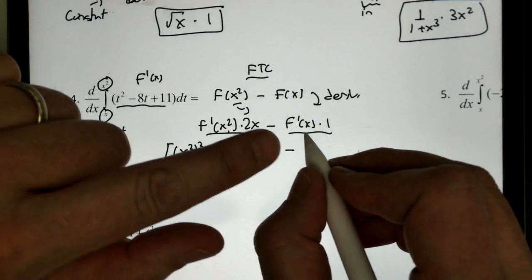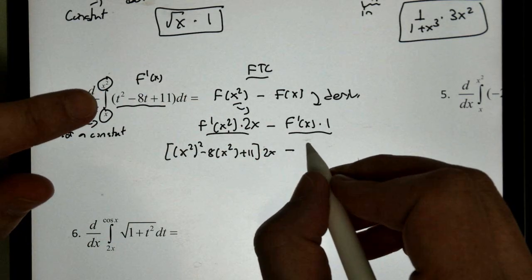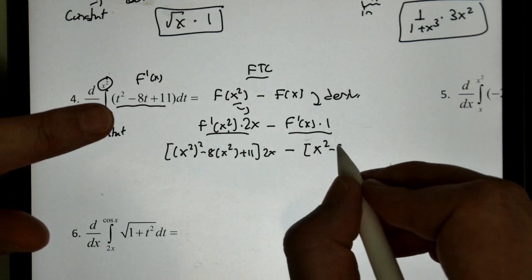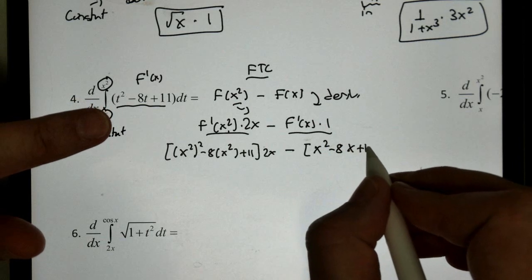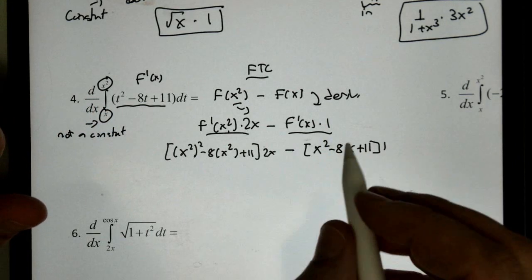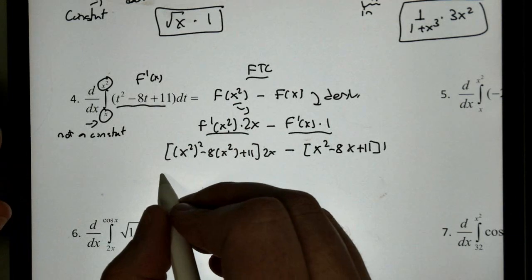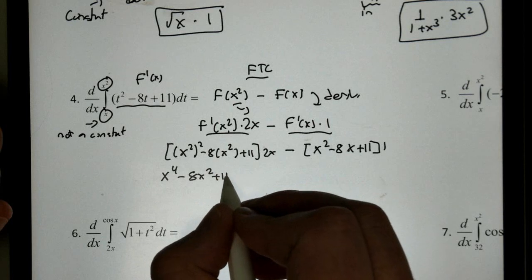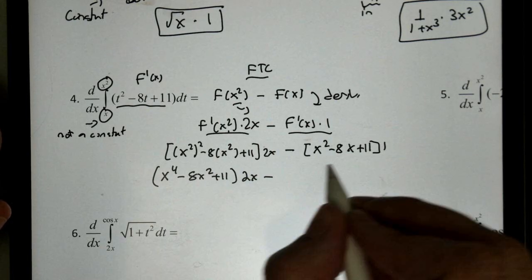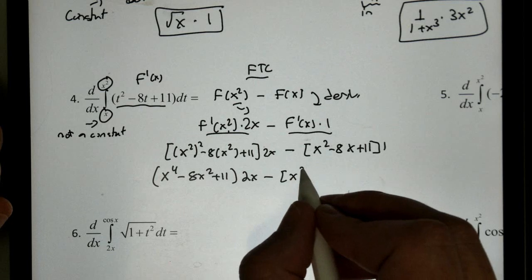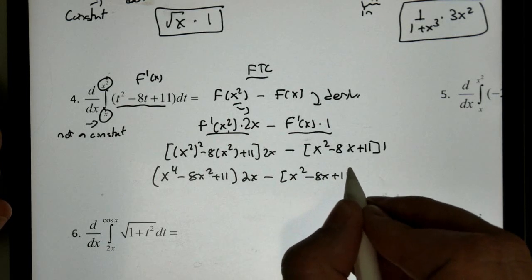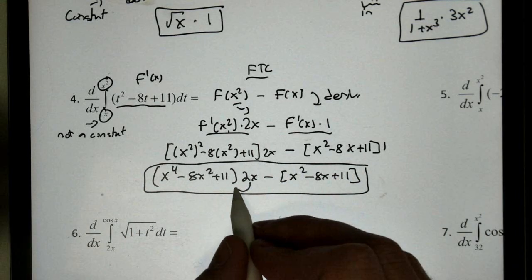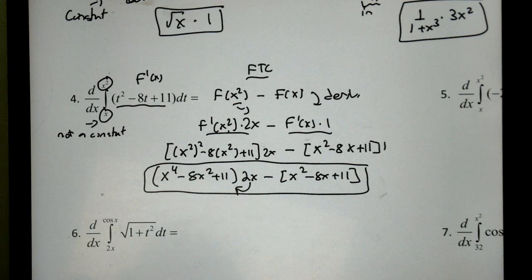Minus, now I'm going to replace each of my t's with just x. Ugh. So what does this become? x squared minus 8x plus 11 times 1. And there's our answer, but we can simplify it. This becomes x to the 4th minus 8x squared plus 11 times 2x minus, don't worry about that 1, x squared minus 8x plus 11. And there is our answer. We can simplify a little further if we wanted to distribute that, but we don't have to.